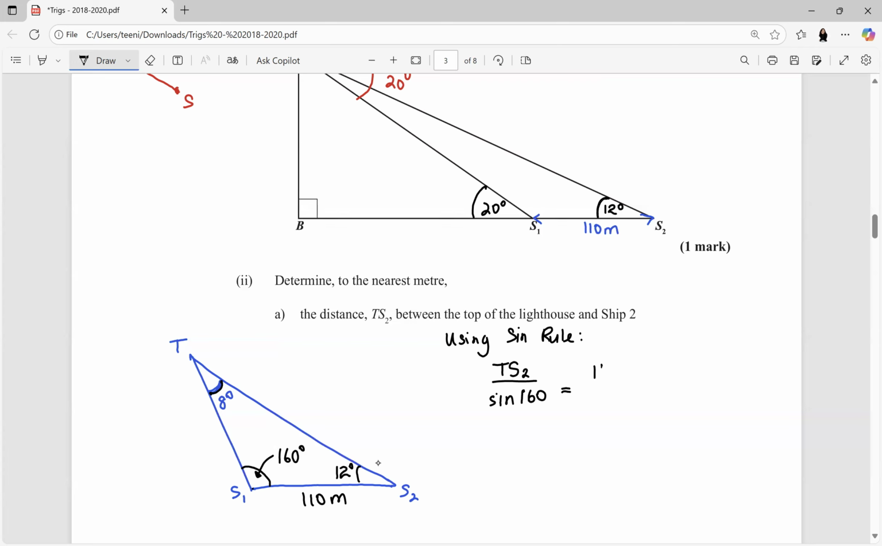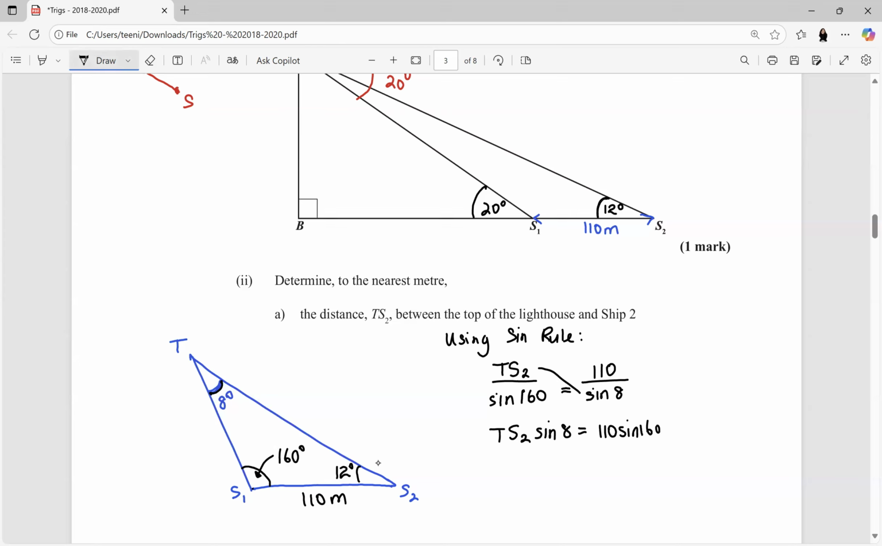110. Is it 110? Yeah, correct. Over sine of what, Zach? 80? Yeah, the angle opposite that. This is 8 degrees, right? So the angle opposite that one. Good. So then we cross multiply. So we'll say TS2 times sine of 8, sorry, not sine of 18, sine of 8, is equal to 110 by sine of 160.